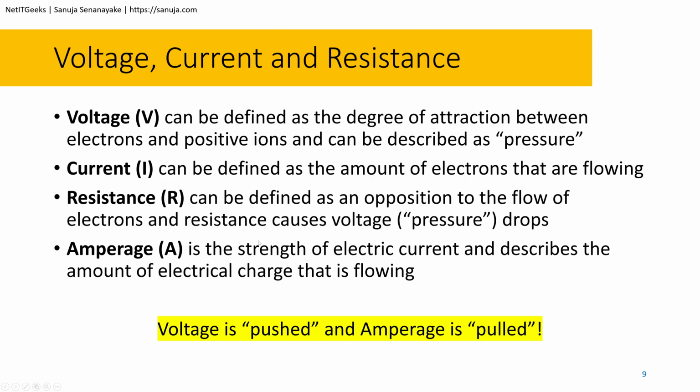Then the next one is called amperage, when it comes to electricity and current. Amperage is denoted with the capital A, and it is the strength of electric current and describes the amount of electric charge that is flowing. Current describes the amount of electrons that is flowing. Amperage describes the amount of electric charge that is flowing. They are related, but slightly different. You need to understand this, it is very important.